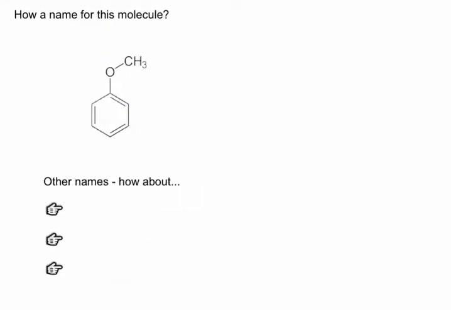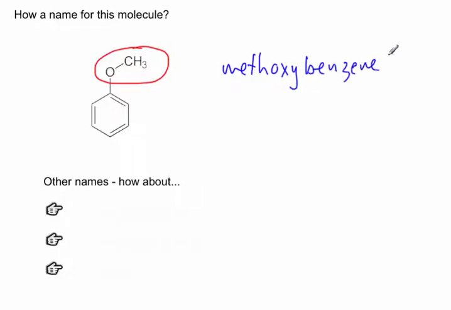So here we have a benzene with a methoxy branch. So there's my methoxy branch on a benzene ring. So that's just going to be methoxybenzene. Okay, so that's again the IUPAC way to name things. You don't need a 1 because there's only a single branch on the benzene.